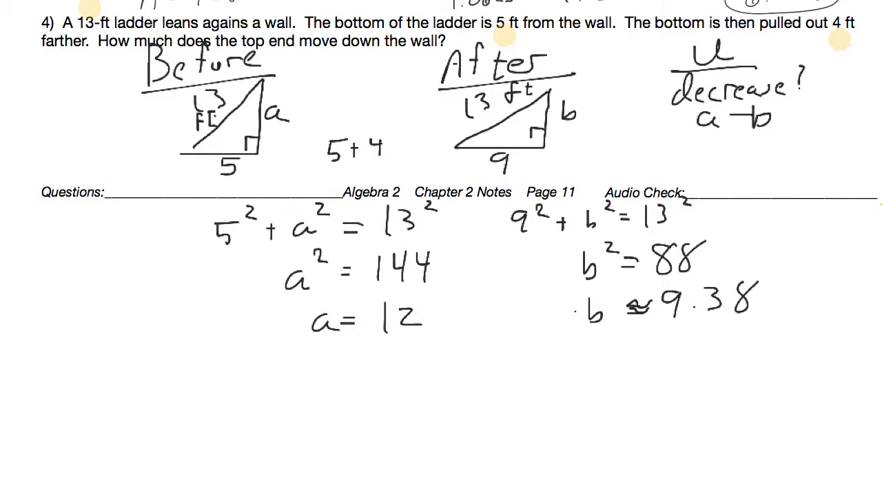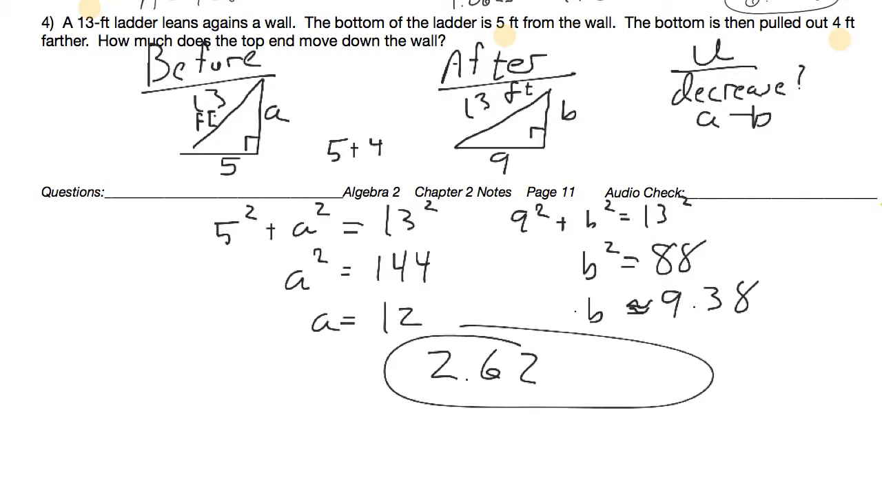When you subtract the 2, you get 88. B squared equals 88. And when you take the square root of both sides, you get plus or minus approximately 9.38, but we're going to ignore the negative solution, so just B is equal to 9.38. So A minus B, in the end, is, using a calculator, approximately 2.62. 2.62 what? Feet. That's how far the ladder decreased in height.